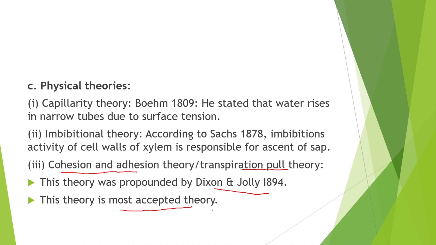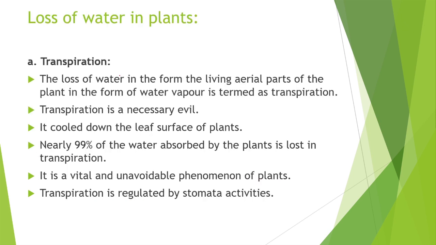Now the next topic is loss of water in plants. The first process is transpiration. The loss of water from the living aerial parts of the plant in the form of water vapor is termed as transpiration. This transpiration is a necessary evil because it is responsible for the ascent of sap.